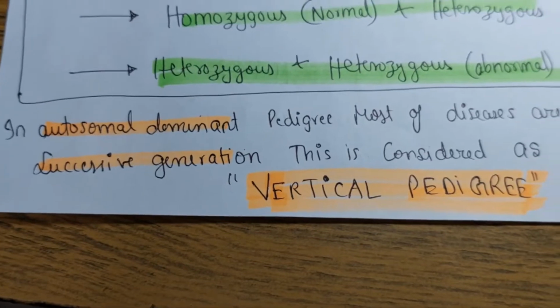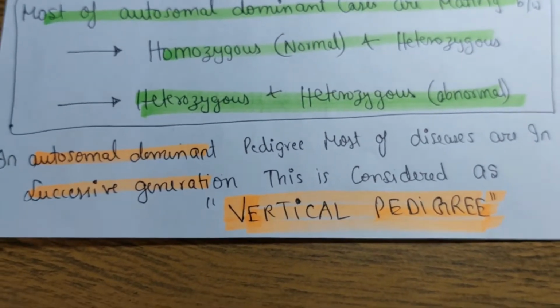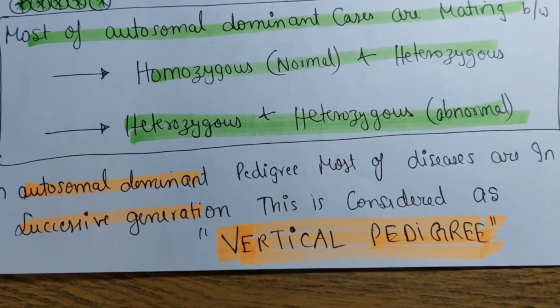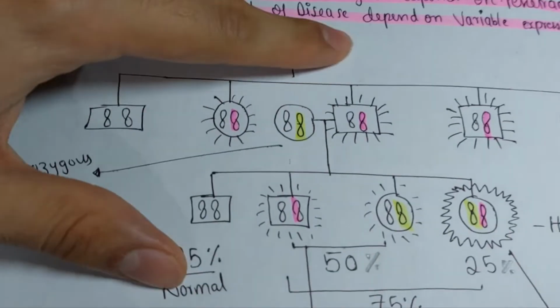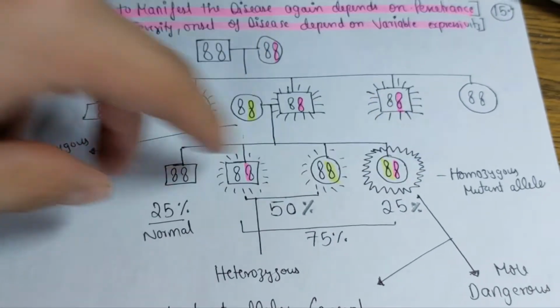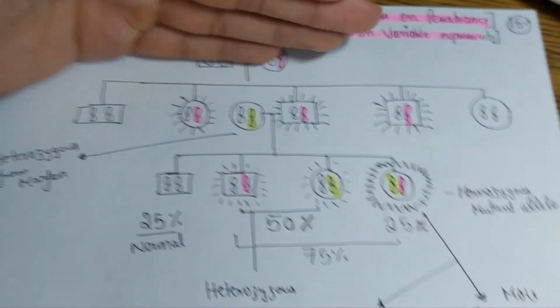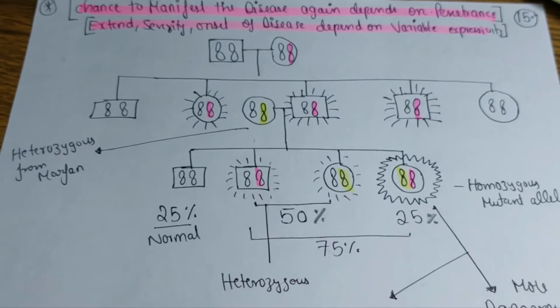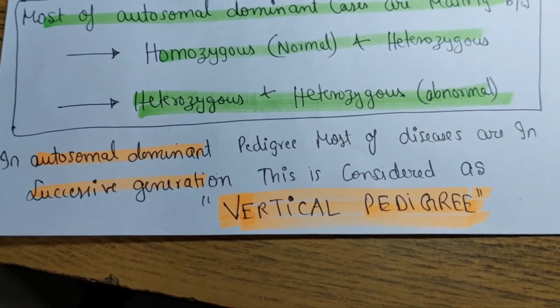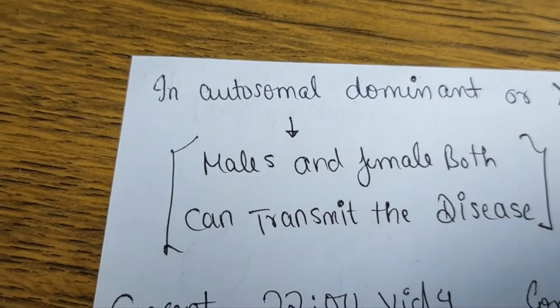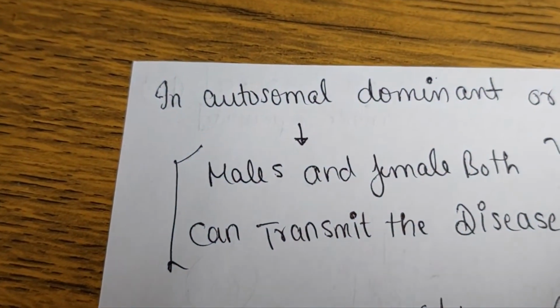Another important point to remember is that in autosomal dominant pedigrees, most of the diseases are present in successive generations. So we will have a vertical pedigree. This means that the grandparents had the disease, then their kids had the disease, and then their grandsons or granddaughters had the disease, and then their great granddaughters and grandsons will also have the disease. So the disease is moving vertically from up to down. That's why this is called a vertical pedigree. So autosomal dominant pedigrees are vertical pedigrees.